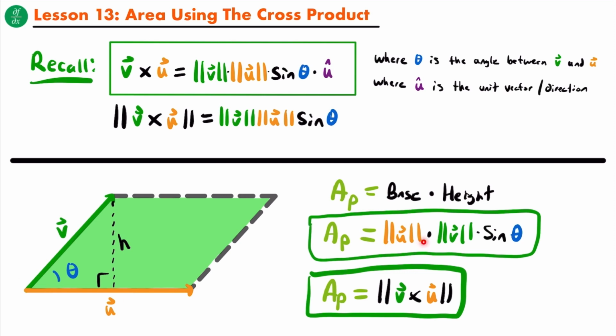Okay, and so these two formulas right here, you can use to calculate the area of a parallelogram using vectors. But now if we take this one step further, we can also adjust these formulas such that we are calculating the area of a triangle where vector v and vector u form two adjacent sides. And here's what I mean by that.